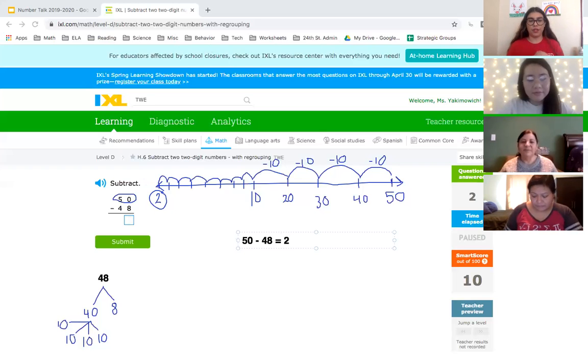All right, let's check if this answer is correct. I'm going to put my answer here. And we know it's a single digit number because they're not giving us the opportunity to put anything in the tens place. So that gives us a little hint.